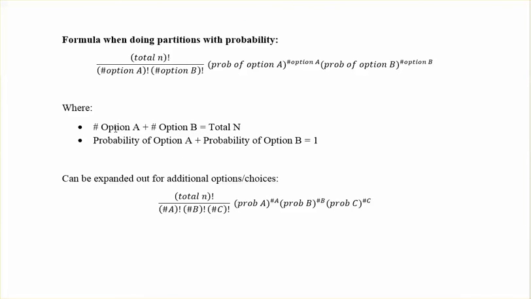So first of all, the number of option A plus the number of option B equals the total n, and the probability of option A plus the probability of option B is going to equal 1. This can be expanded out for additional options or choices. So you've got total n, A, B, C, probability of A, probability of B, probability of C, and this is number of A, B, C. You will have some of these on your quiz as well.